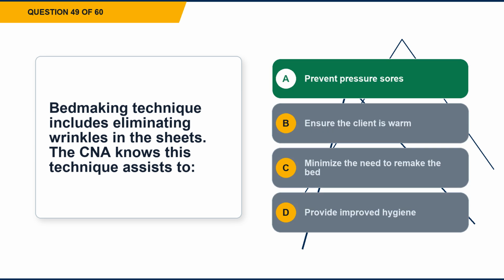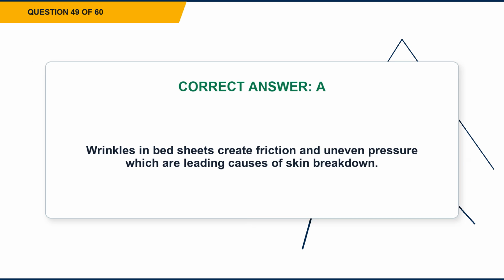The correct answer is option A, prevent pressure sores. Explanation: wrinkles in bed sheets create friction and uneven pressure, which are leading causes of skin breakdown.